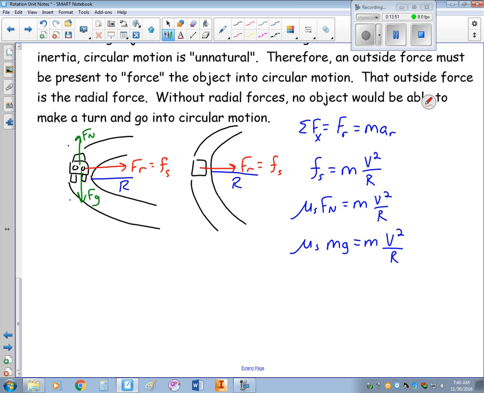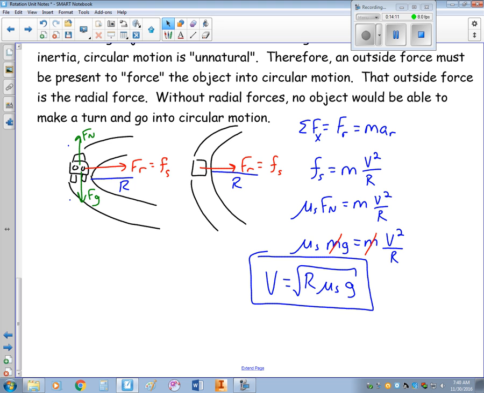At this point, notice that mass doesn't matter. So to finish this up, the velocity would equal the square root of r times the coefficient times the acceleration due to gravity. So this explains why the State Department only uses one caution sign for turns. You know, slow down to 35 miles per hour, or you have to go 25 miles per hour on this exit ramp. They get away with using one sign because mass cancels out.